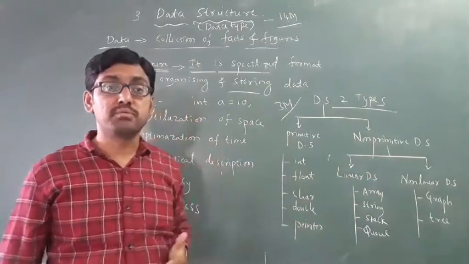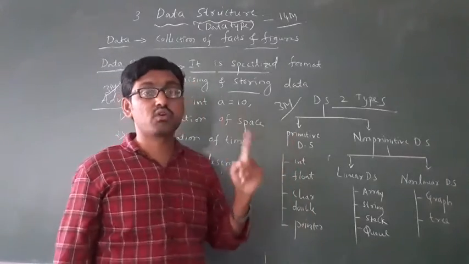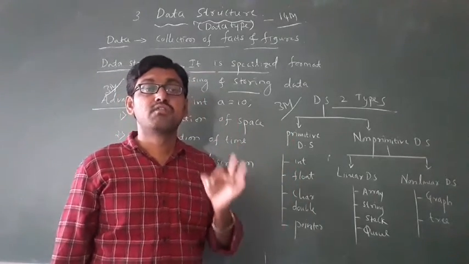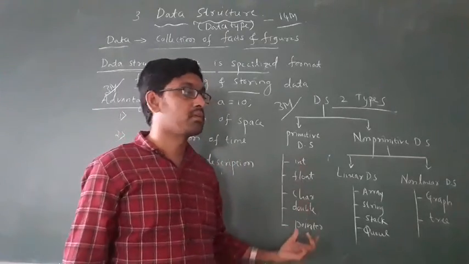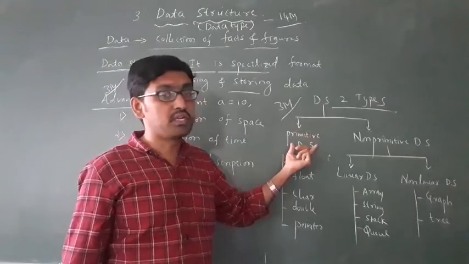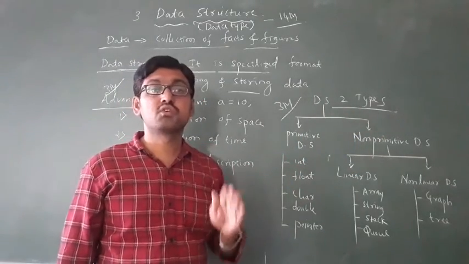Give the example for primitive data structure. You can write like this: primitive data structure is also called built-in data types or fundamental data types. You have to remember this. The data structure can be classified into primitive, and second one is non-primitive. This much you have to remember.